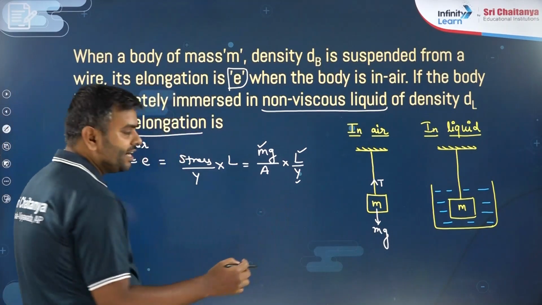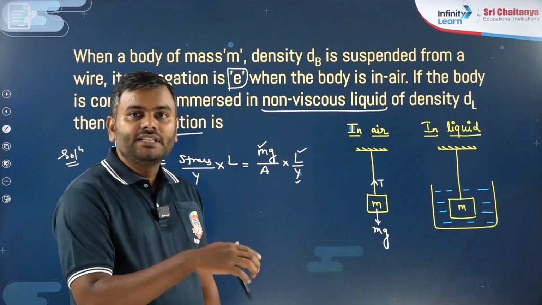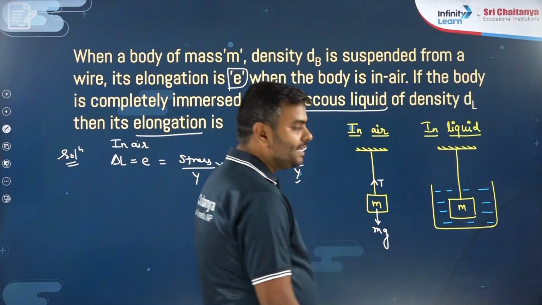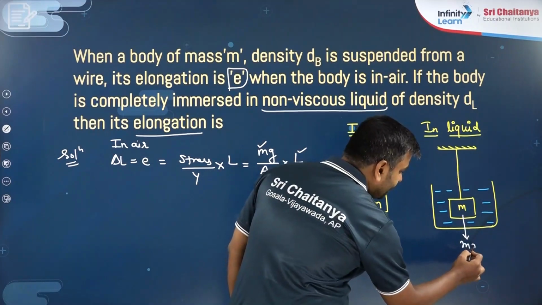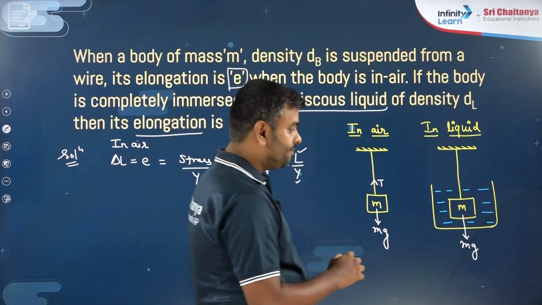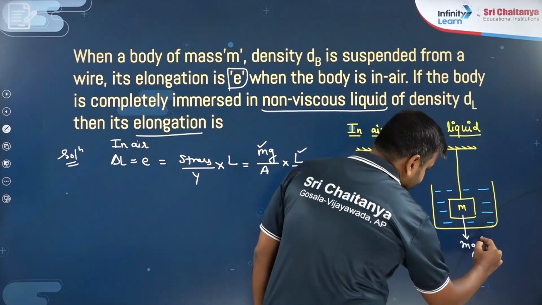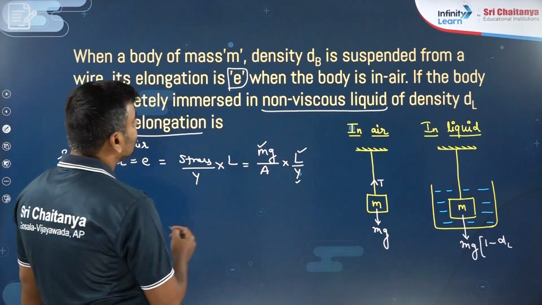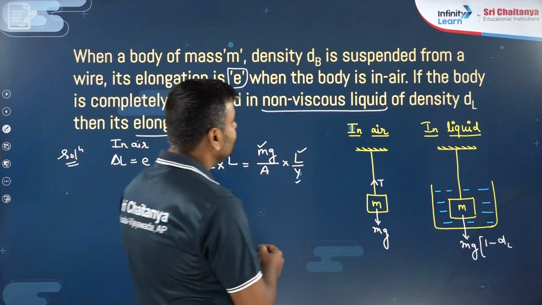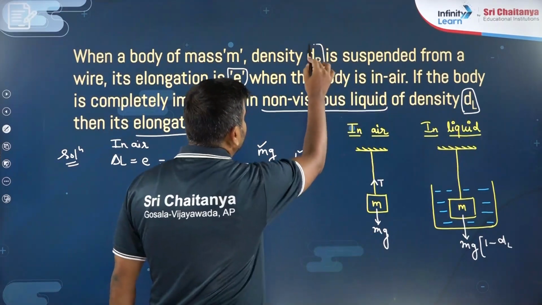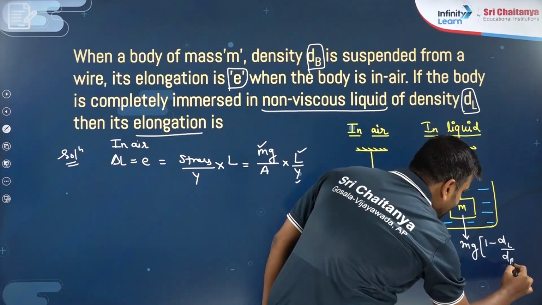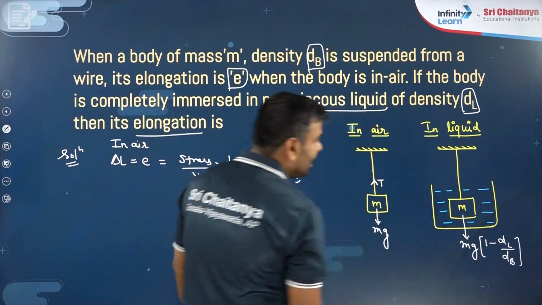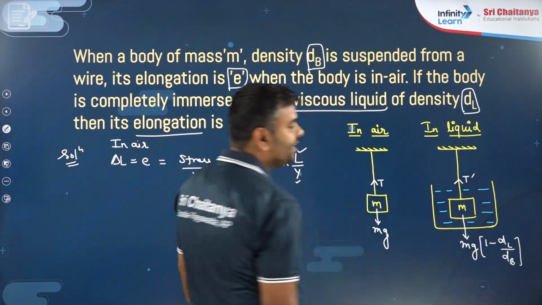Now if we try to write the same elongation relation when that block is submerged in a non-viscous liquid, then in that case the weight will be the apparent weight, and that apparent weight value will be mg into 1 minus dl by dv, where they have given us the density of liquid as dl, and density of solid as dv. Now we again have the tension, which we can take as T dash.